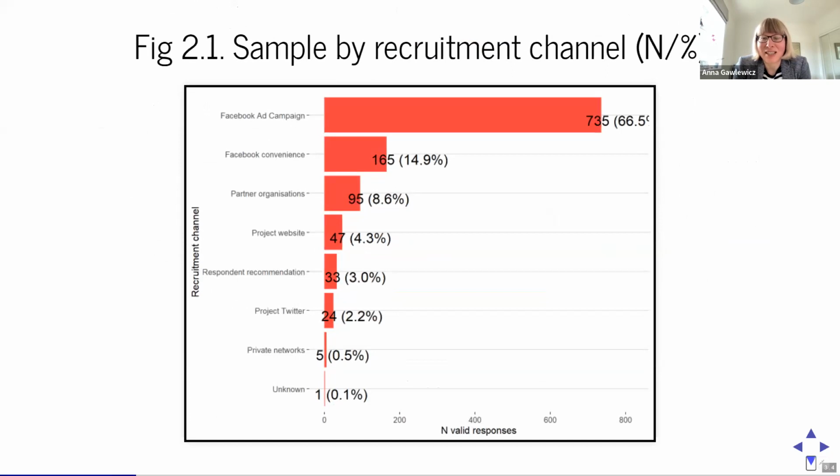And this is again just a summary of how our survey respondents were recruited. So again, you can see a massive success of our Facebook ad campaign, but also you can see that we got quite a few respondents through Facebook convenience sampling, through partner organizations, our project website even, as well as other channels.